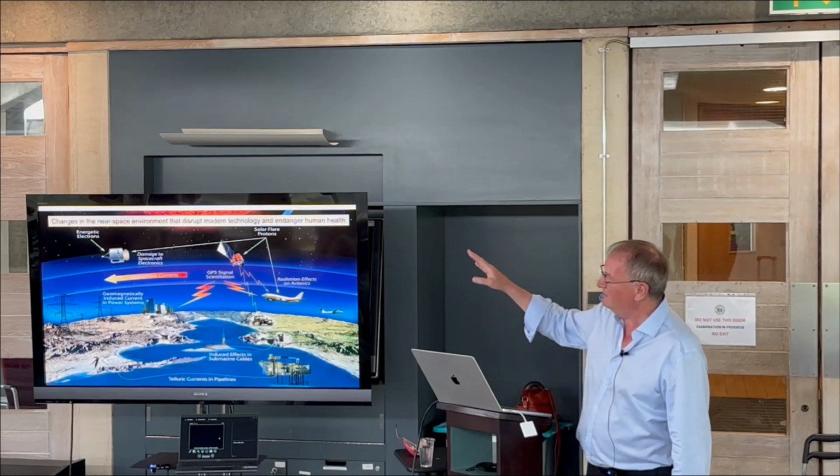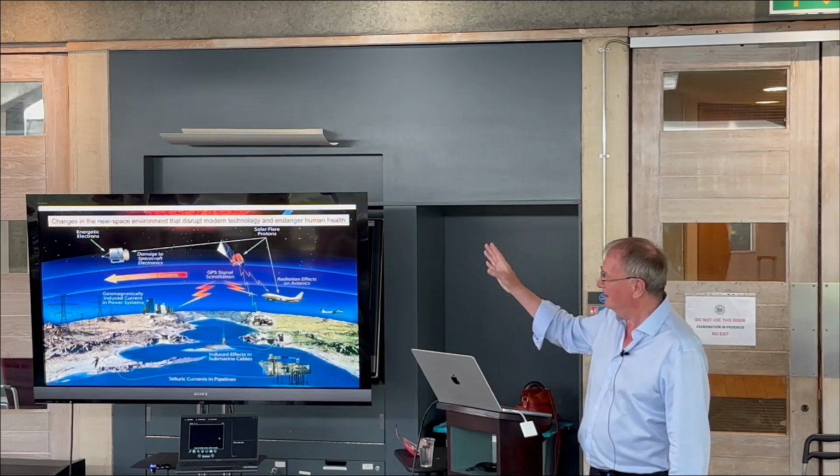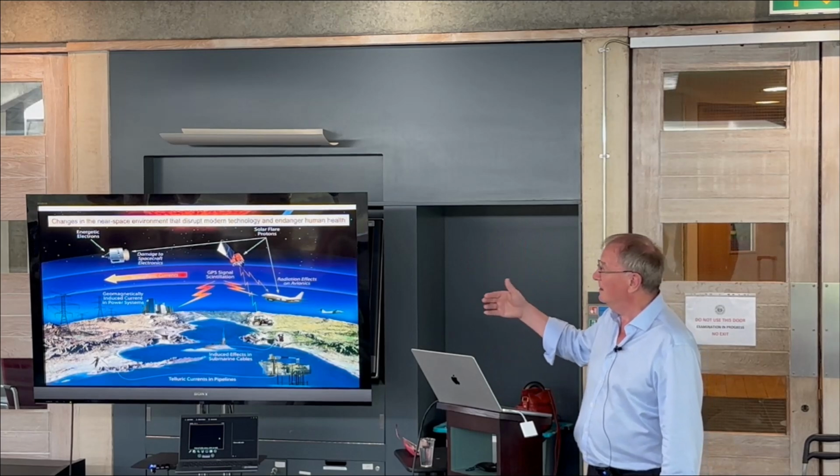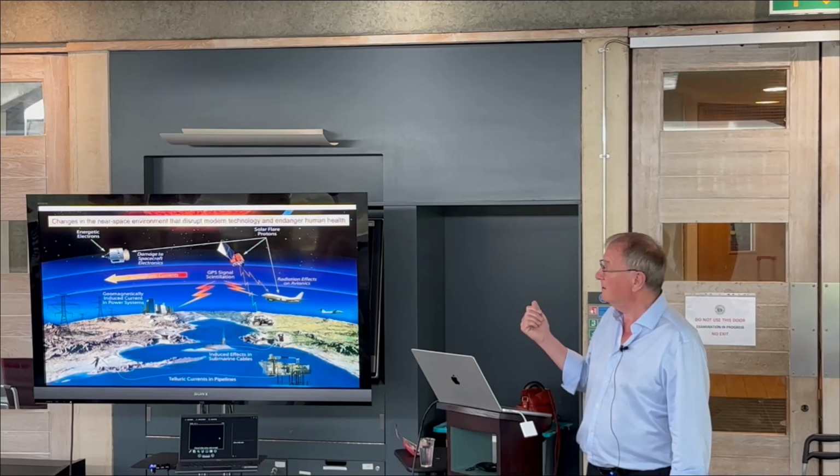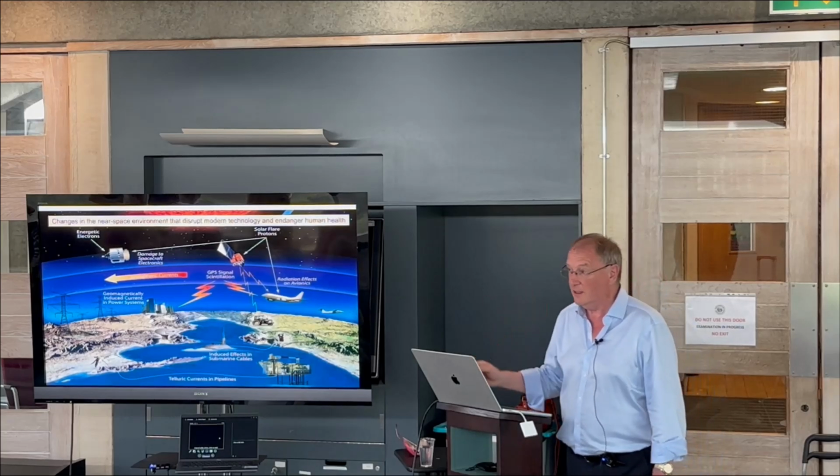No. So we define space weather, if you want a one-liner, as changes in the space environment that can damage and disrupt modern technology and endanger human health.